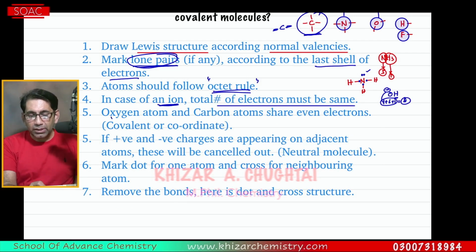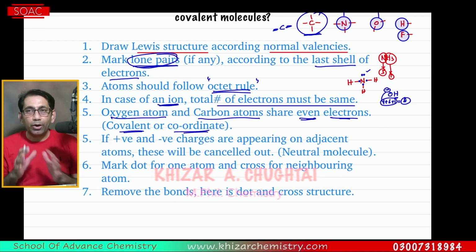Point number 5: oxygen atoms and the carbon atom usually share even numbers of electrons, in the case of a covalent or a coordinate bond. I mean, the oxygen atom will either share 2 electrons or it will gain 2 electrons; it can make a coordinate bond. Yes, it is true. The oxygen atom can make a coordinate bond and it can accept the pair of electrons, which is said to be the coordinate bond.